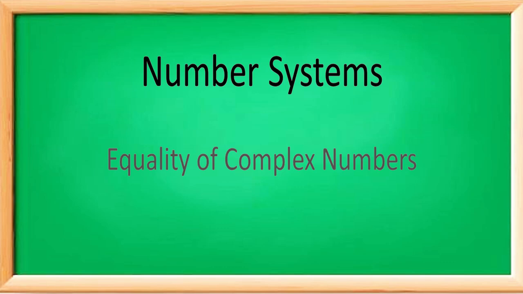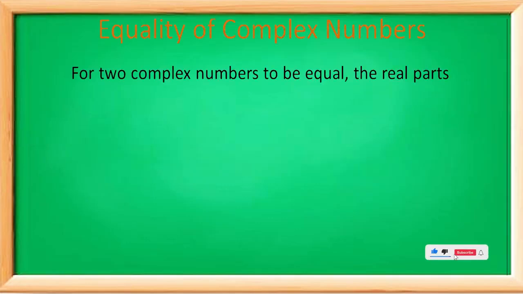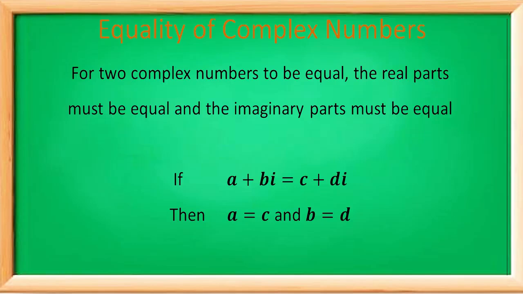In this video, we're going to learn about the equality of complex numbers. For two complex numbers to be equal, the real parts must be equal and the imaginary parts must be equal. If we have a complex number a plus bi, and it's equal to another number c plus di, then a must be equal to c and b must be equal to d.